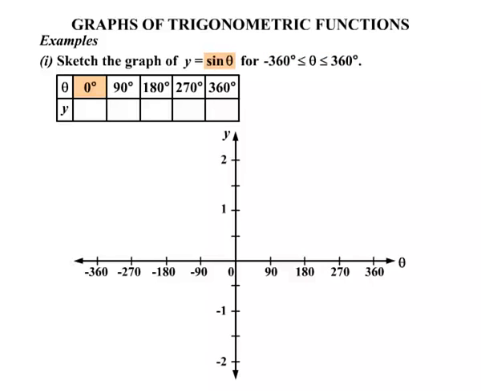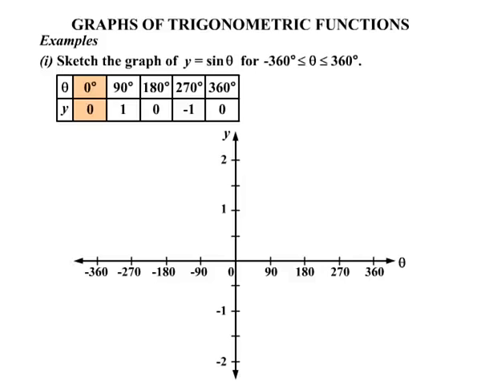Putting 0 degrees in, sine of 0 is 0. Putting 90 in, sine of 90 is 1. Substituting 180, the sine of 180 is 0. When theta is 270, sine of 270 is negative 1. And when theta is 360 degrees, the sine of that is 0.